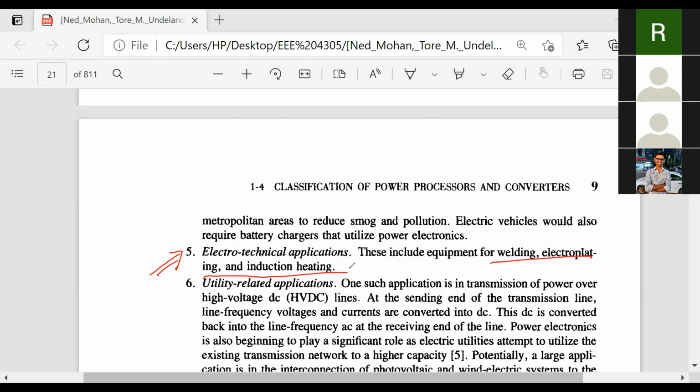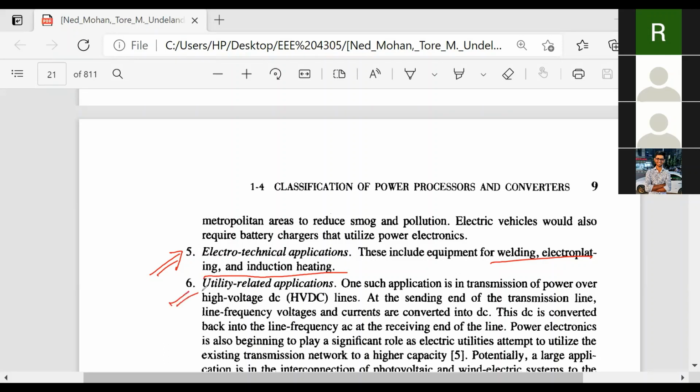Have you seen the induction heating application at your home? Anyone? Yes, sir. There is some cooker, right? So by using induction heating they make the heat, and this is also an application of power electronics.